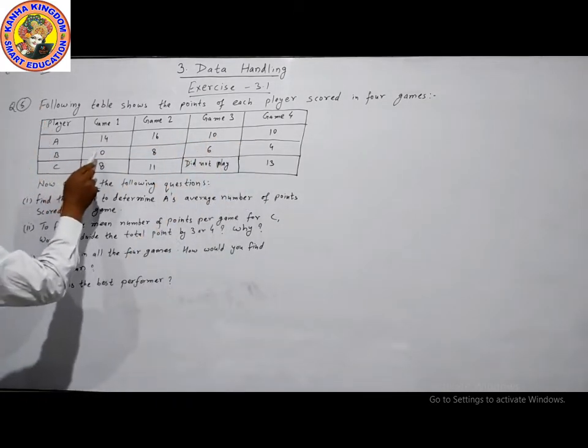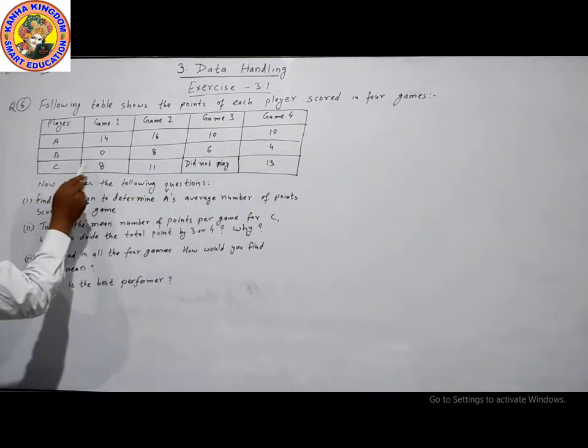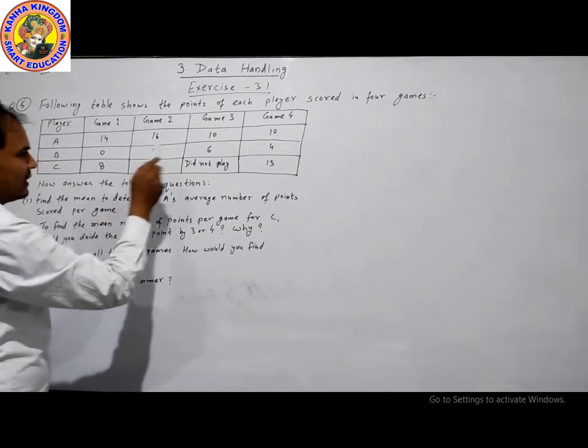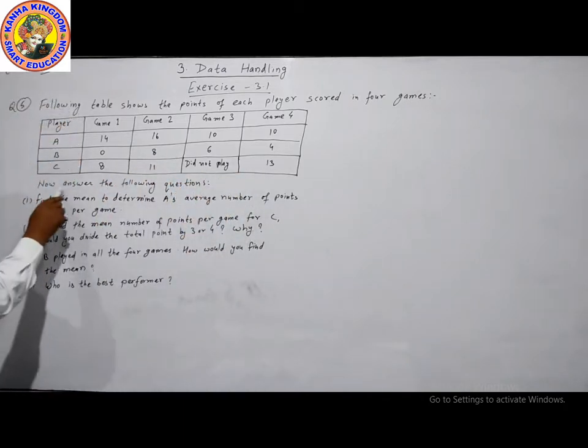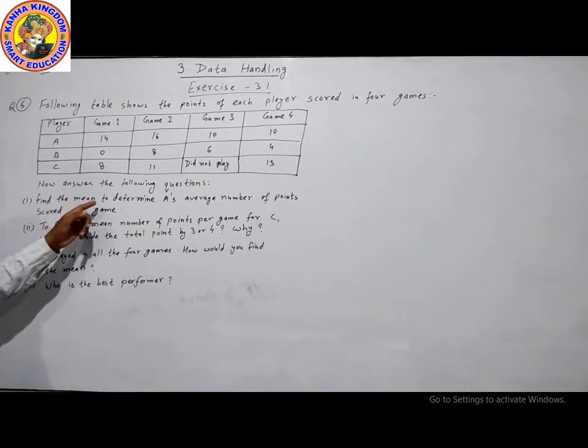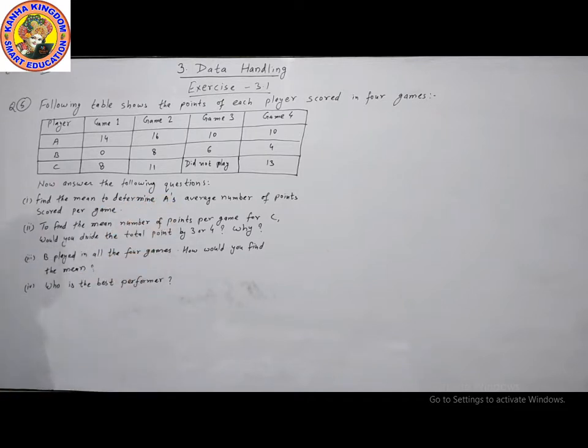Player B scored 0, 8, 6, 4. Player C scored 8, 11, did not play, 13. Now answer the following questions. Question number first: find the mean to determine A's average number of points scored per game.